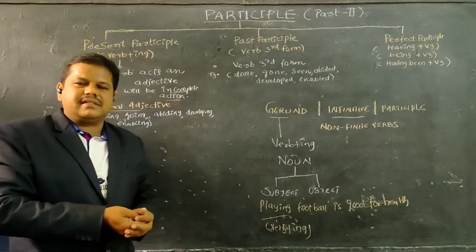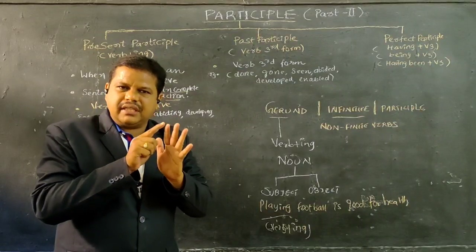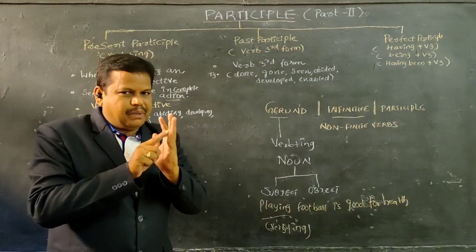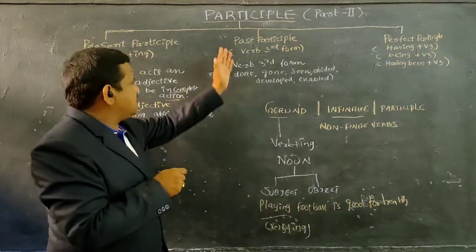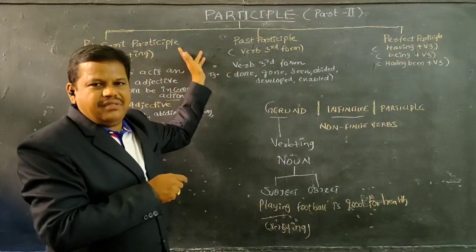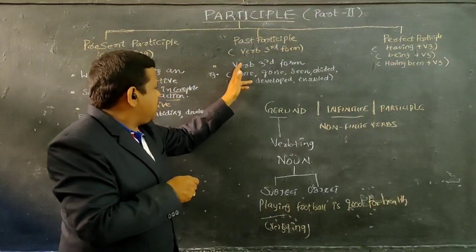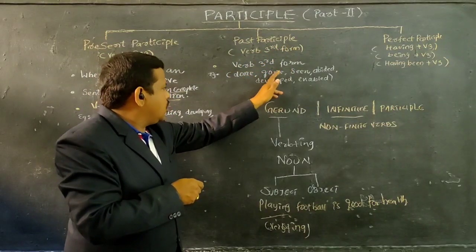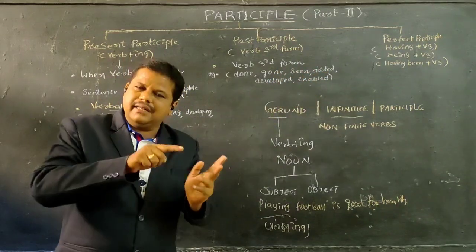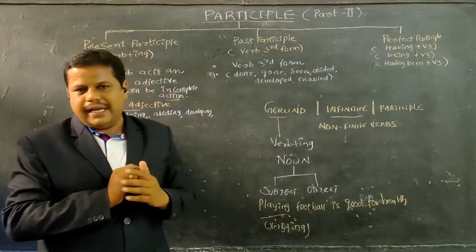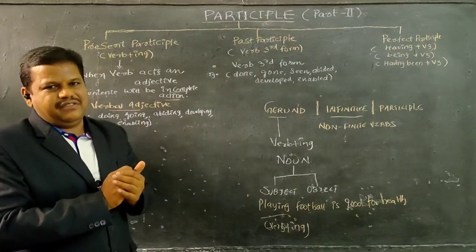In last class we discussed that verbs are of four types: V1, V2, V3, V4. V1 is the simple present tense, V2 is the simple past tense, V3 is what we are discussing today, and V1 plus ing form. The past participle is the verb third form, such as done, gone, seen, abided, developed, enabled. Some are regular forms, some are irregular forms, that is regular verbs as well as irregular verbs.